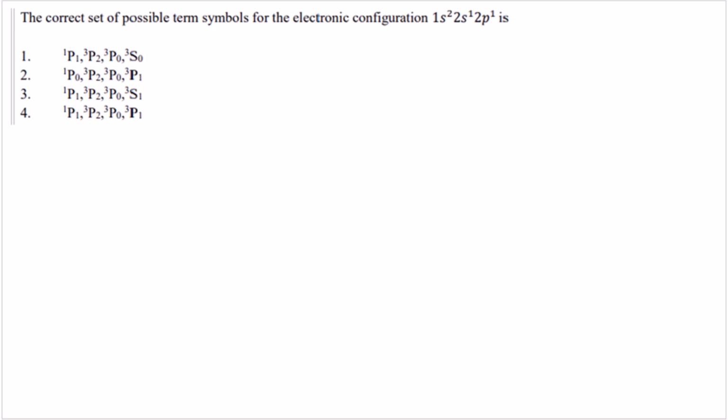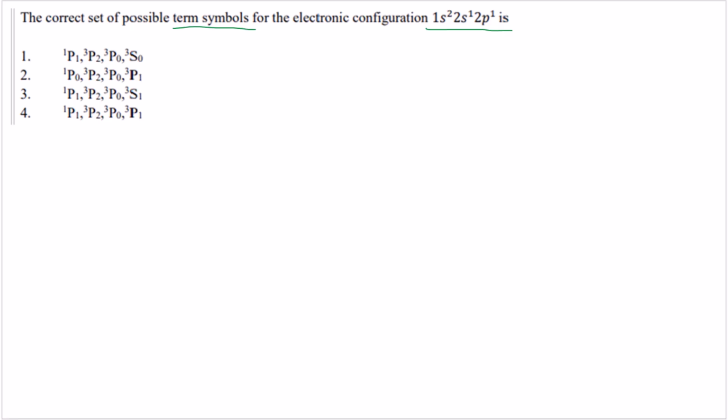So now we have a question which says: the correct set of possible term symbols for the electronic configuration 1s2, 2s1, 2p1 is. So we have to identify the term symbols among these four options for this electronic configuration.